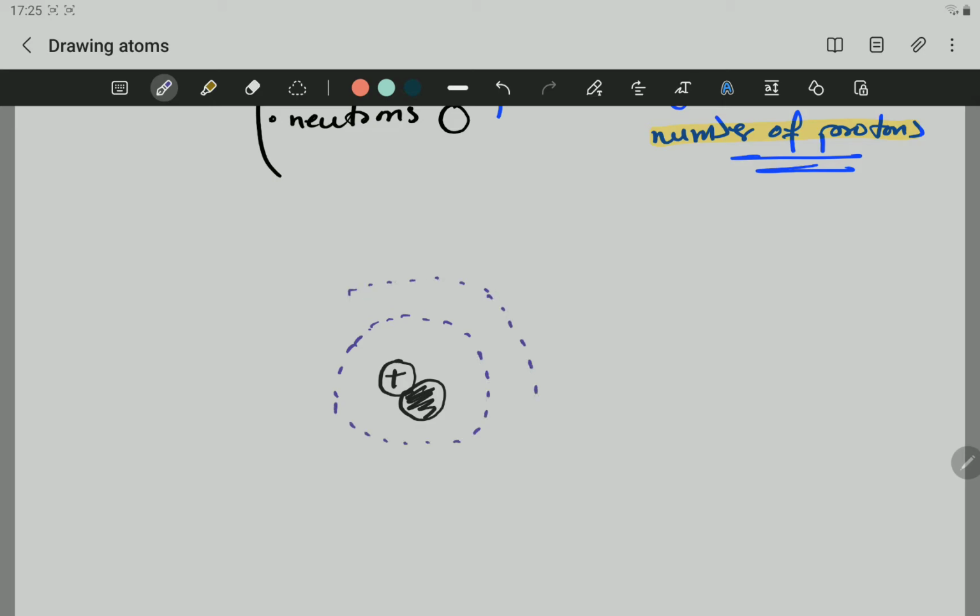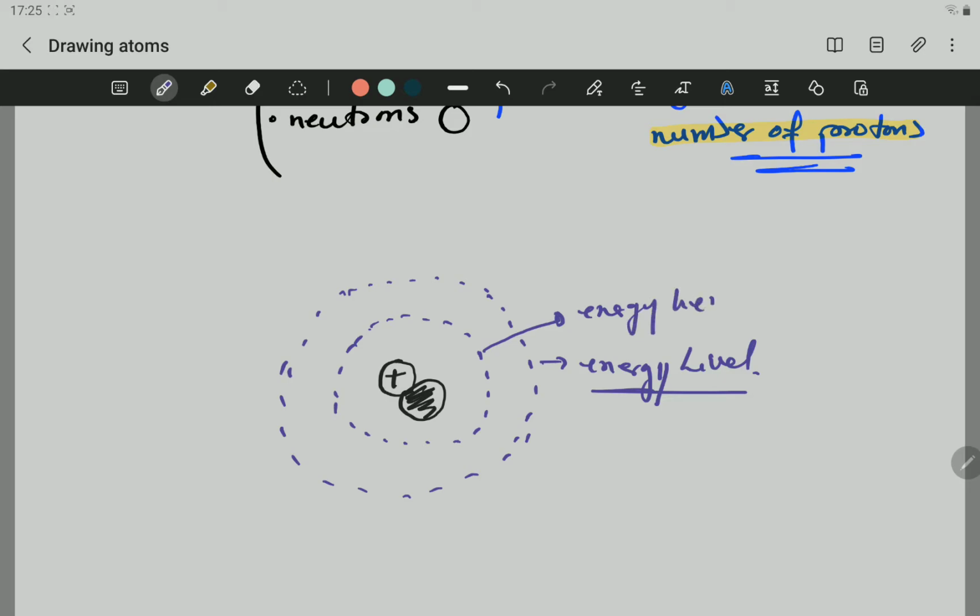We are going to have four main energy levels, and all the electrons are going to be in those. This is called energy level. We have energy level 1, which is the closest one to the protons and neutrons, and this one will be energy level 2. We are going to have, in fact, 4 energy levels. The electrons are going to be moving around in those energy levels.